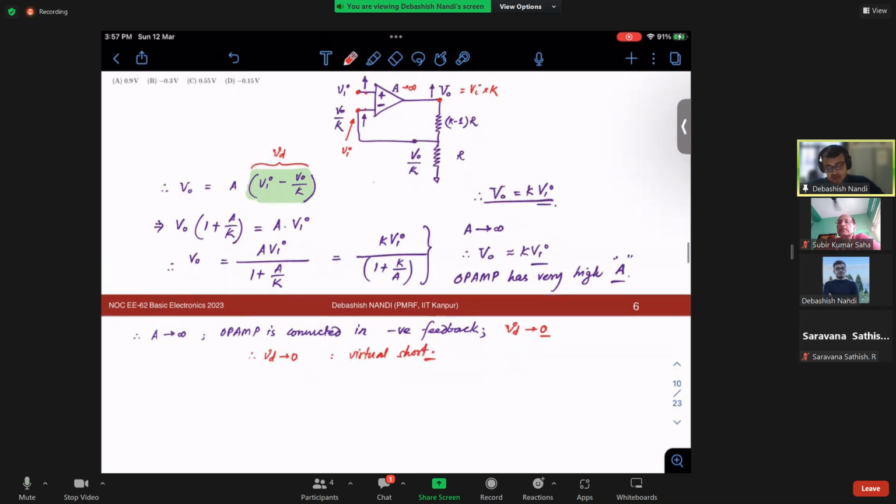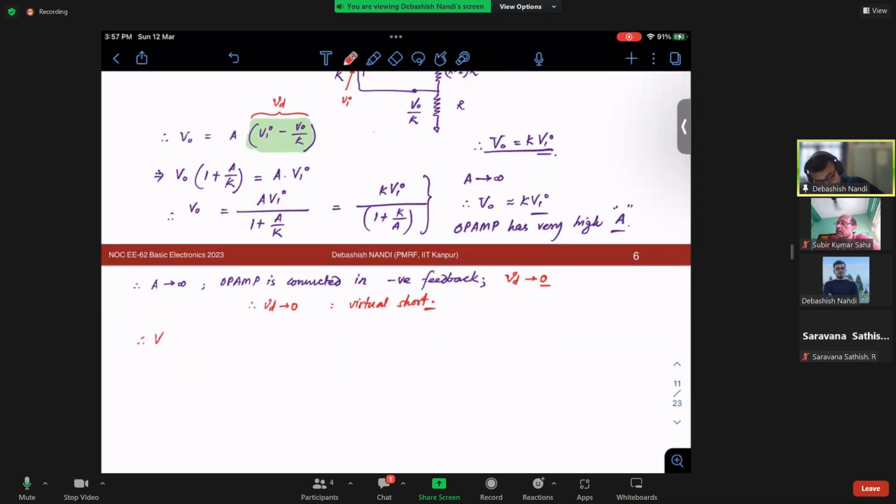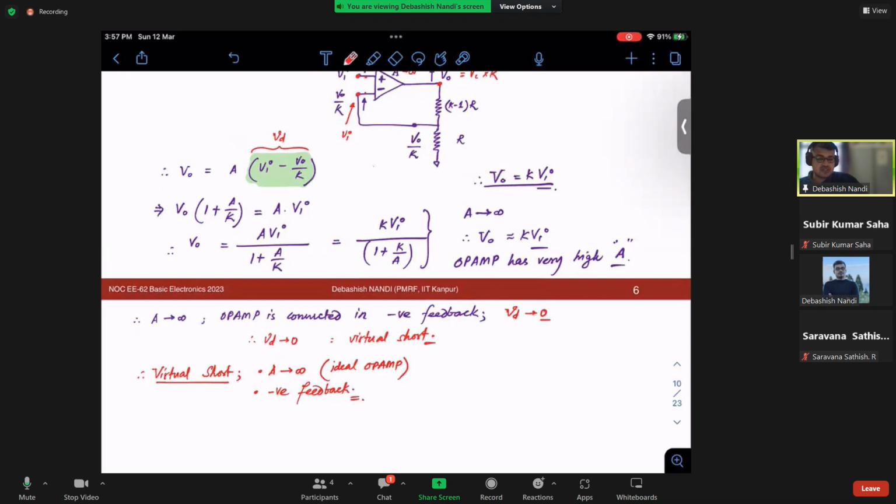So what do we see? To use the concept of virtual short, you need two conditions. One, your op-amp needs to be ideal. That means the intrinsic gain of the op-amp should be infinite. And your op-amp should be working in negative feedback, right? Now, in the problems which we will be discussing, we will consider the op-amp to be ideal henceforth. But how do you know that your op-amp circuit is in negative feedback?